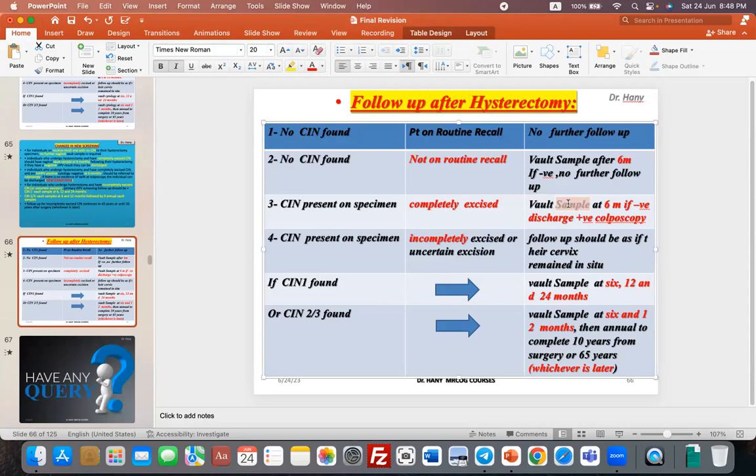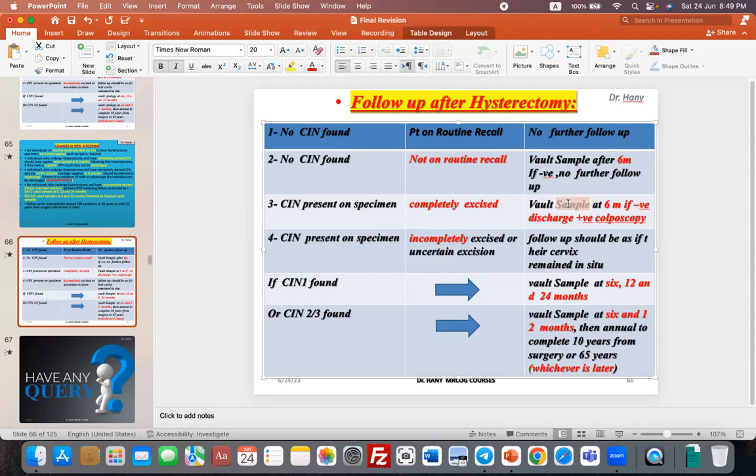The CIN1, but incompletely excised, means that the margin is unclear. Is it CIN1? Follow-up at 6, 12, 24. And we put 100 pounds here, and Farida until now didn't pay it. CIN2 or 3, so 6, 12, and annual thereafter, because the margin is unclear, incompletely excised.